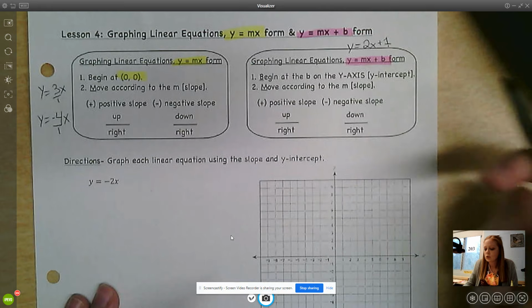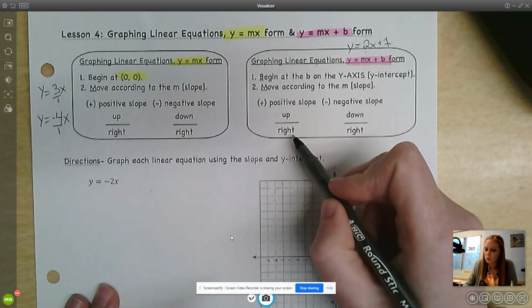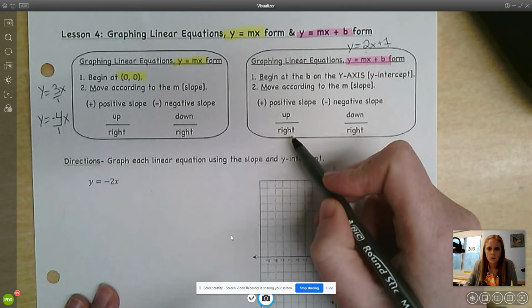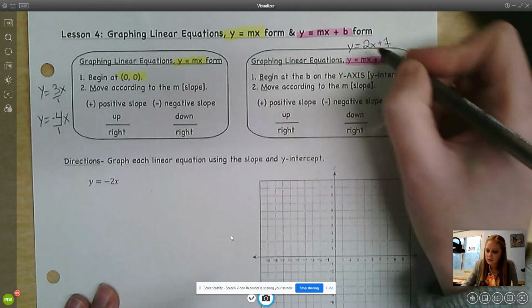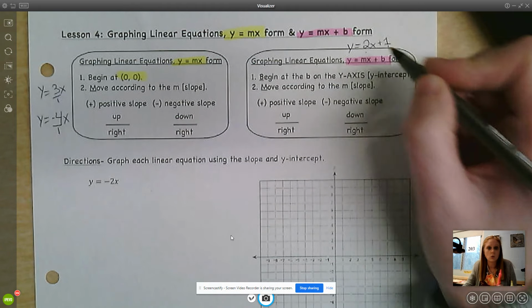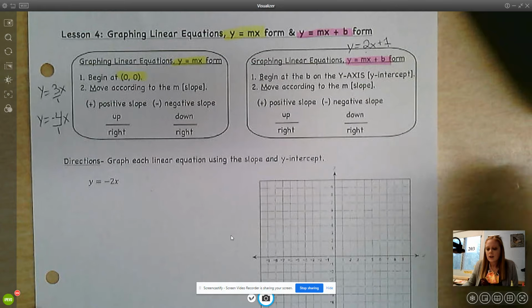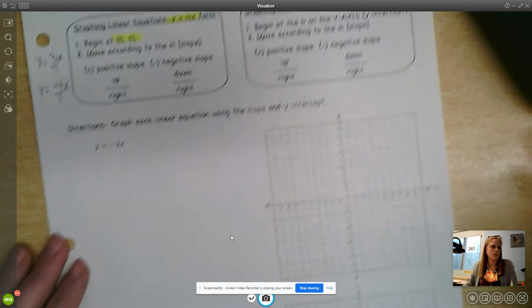Then you move based on the slope. So if it's a slope of 2, that's positive. So you'd be going up 2, right 1. You're always going to be going to the right at least one box, because if there's no number underneath, you're going to put a 1. So it'd be 2 over 1, which is the same thing as 2. Okay. All right, so now let's graph some examples.